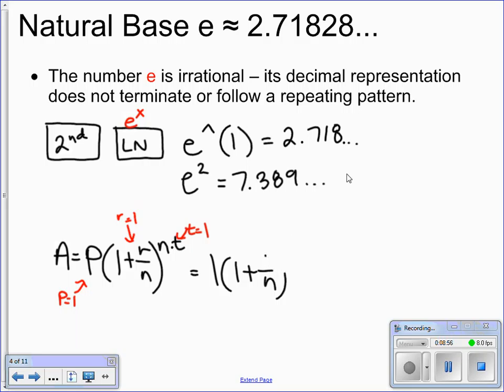Oh man, that's just a disaster. N times 1 is really just N in the exponent, and I don't need the 1 in front, so it's really just 1 plus 1 over N raised to the N, if I simplify that. And then I could go through this issue. Do I compound annually? Do I compound quarterly? Do I compound monthly? Do I compound daily? I could put numbers in for those.